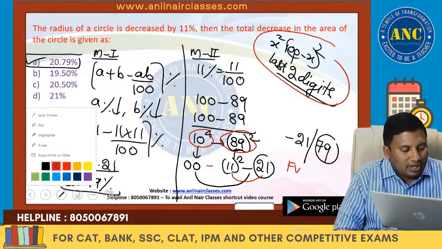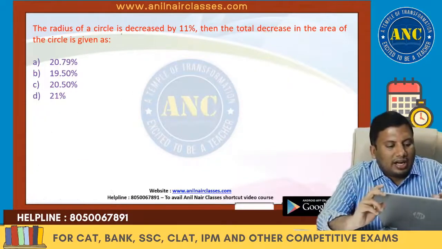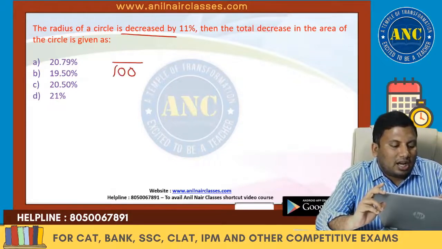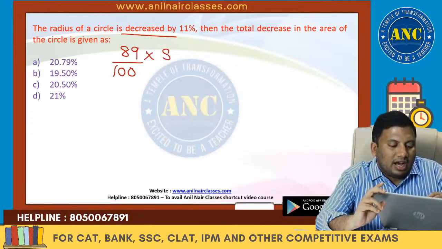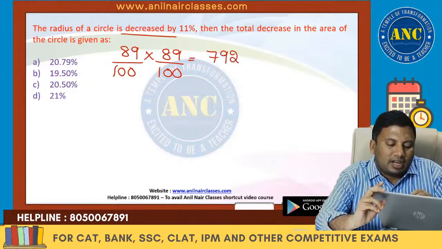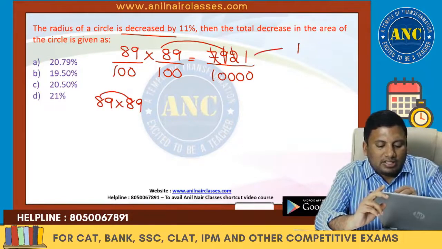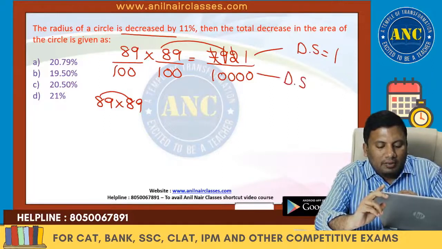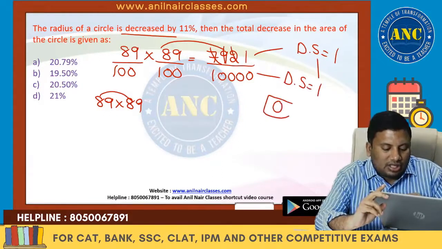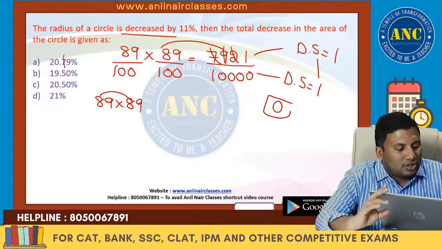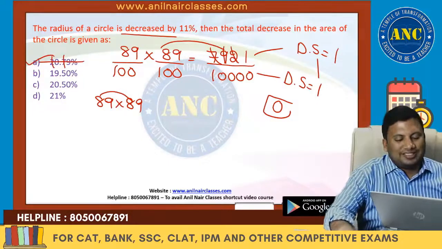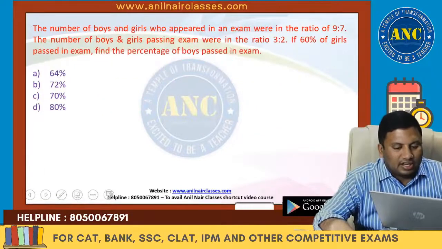Method number 3. Now if you see, the radius is decreased by 11. On 100, an 11 decrease gives 89. 89 square is 7921, divided by 100. You don't need to do all this. 89 into 89, 9 9s are 81, digital sum in the numerator is 1. Denominator also, it is 1. Change is 0. Sum of the digits should be perfectly divisible by 9. Option is A. Very, very easy question. Next one.